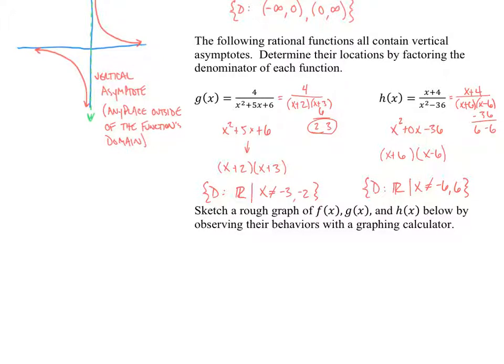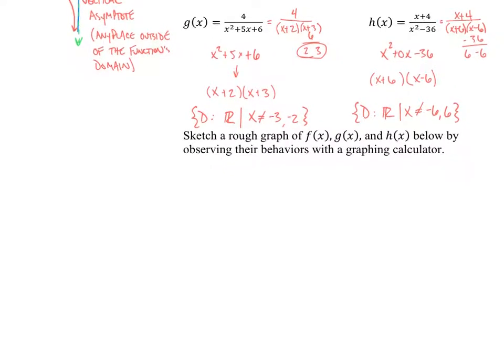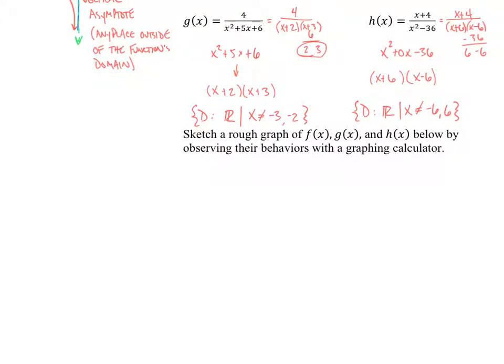All right, so what we're going to do now is we're just going to sketch some rough behaviors of f of x, g of x, and h of x. And we've already got f of x over here, so we've got the space to sketch g of x and h of x below. And what we're going to do is graph it in the graphing calculator and then sketch it.